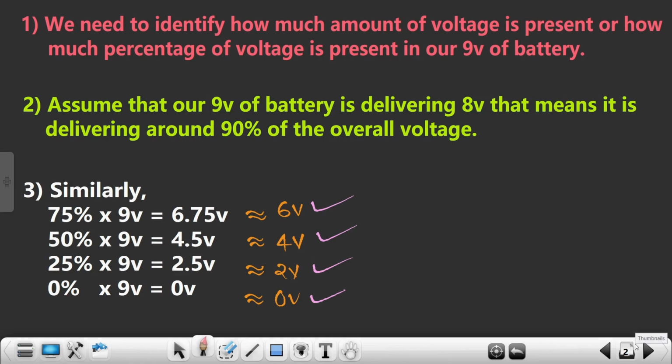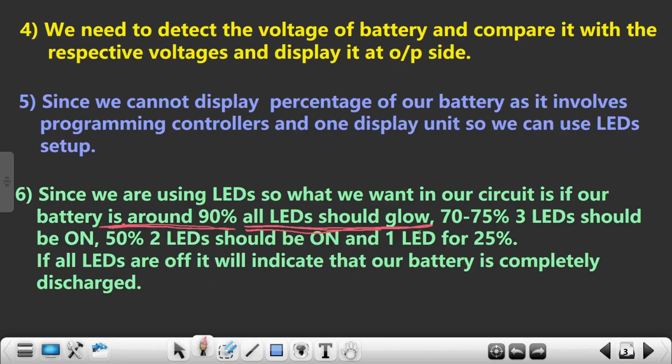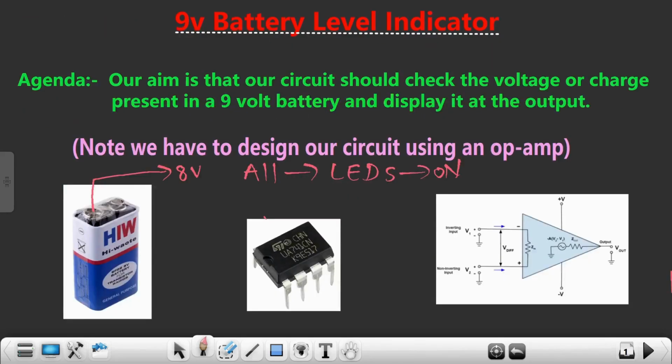This is my desire, because I am designing the circuit, so I am the one who decides how my circuit should function. This is the very first thing that I want. Moving further, if my battery is 70 to 75% charged, then only 3 LEDs should be on. That means if my battery is delivering around 6 volts, then only 3 LEDs should be on. So over here, instead of all, you should put 4. I require 4 LEDs to show that my battery is 90% charged.